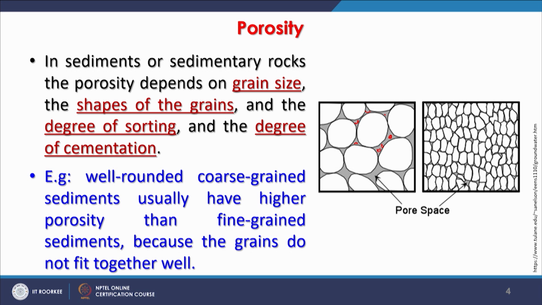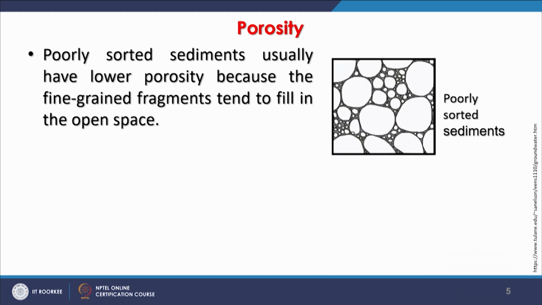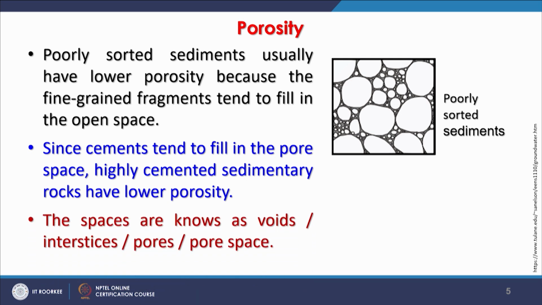Just for completeness, a well-rounded coarse-grained sediment usually has higher porosity than fine-grained sediment, because the grains do not fit together well. And poorly sorted sediments, that means large and fine sediments together, usually have lower porosity because the fine-grained fragments tend to fill in the open space. As you can see here, earlier I was trying to demonstrate the same thing. And since cement tends to fill in the pore space, highly cemented sedimentary rocks are definitely going to have low porosity.